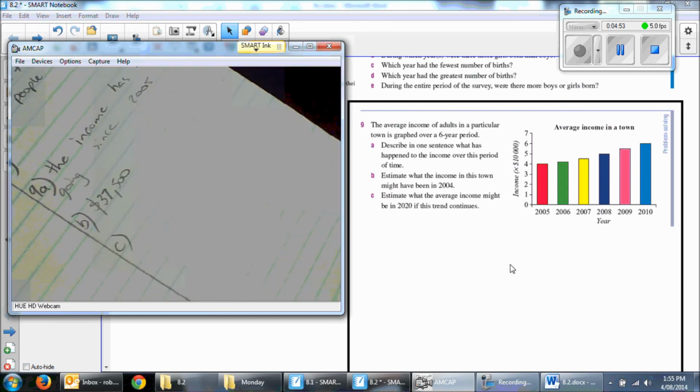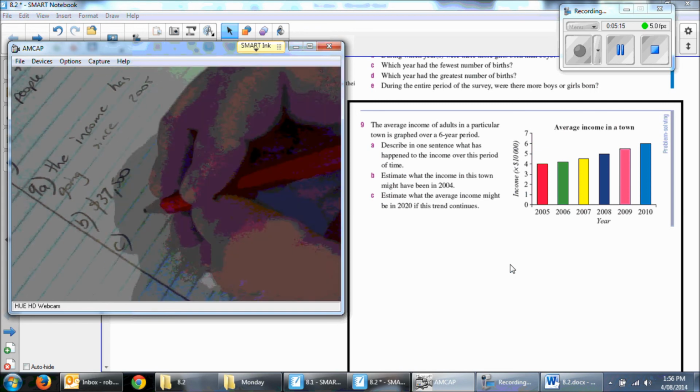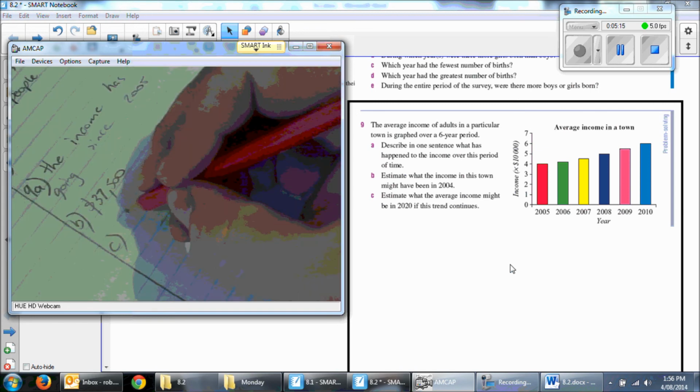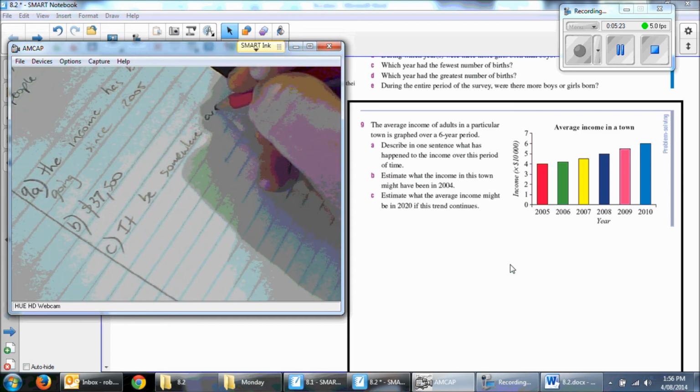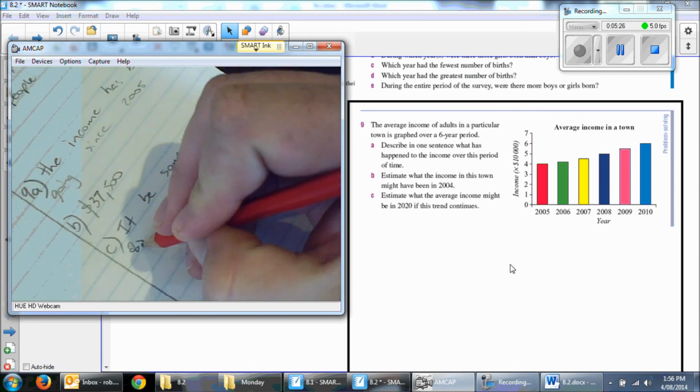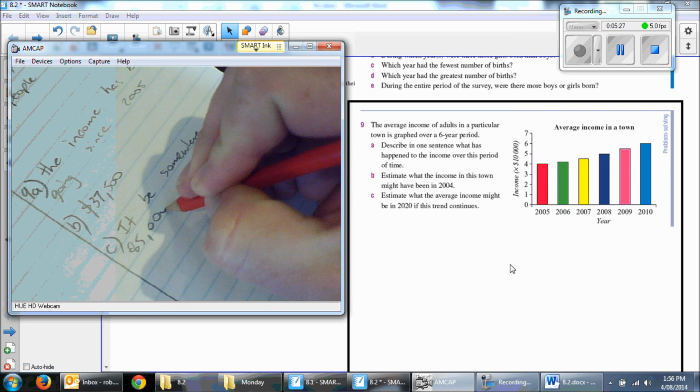And C, estimate what the average income might be in 2020 if this trend continues. Well, I'm saying that it goes up by about $2,500 per year as an average. So $2,500 per year times by another 10 years is 25,000, and they're already making 60,000 a year, so we have to add those two together. So I'm going to say that it will be somewhere around 85,000 per annum.